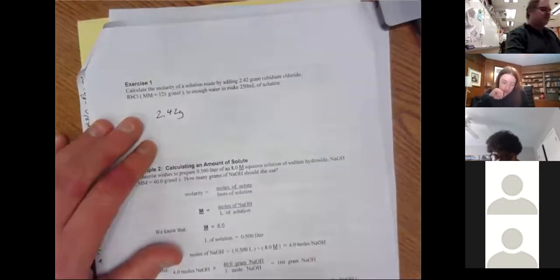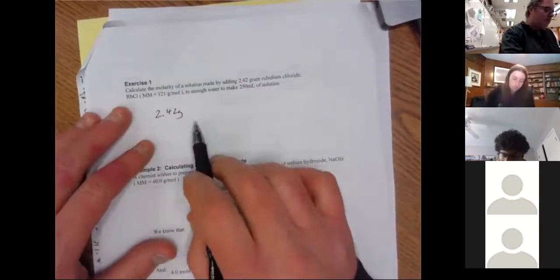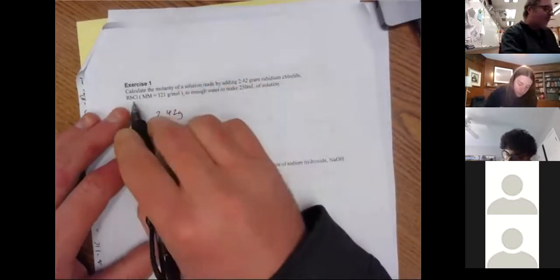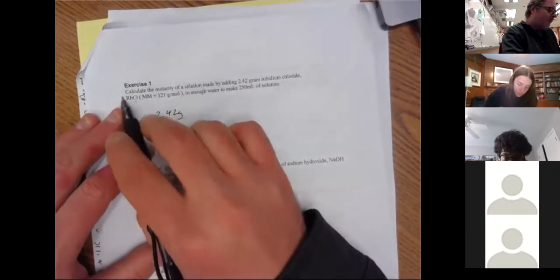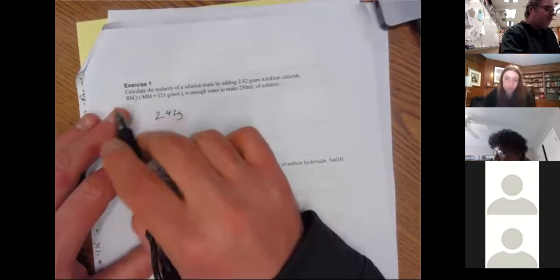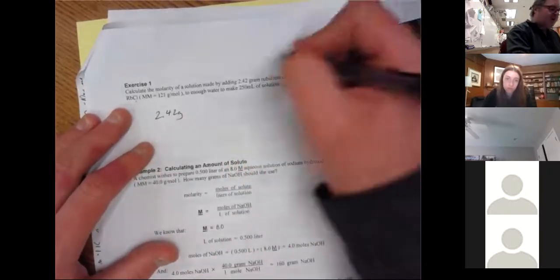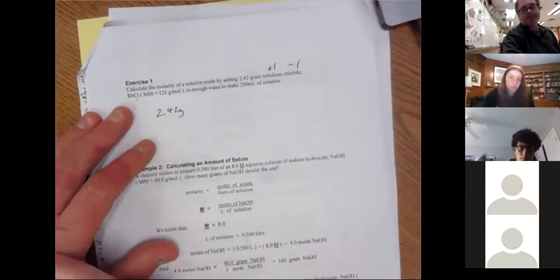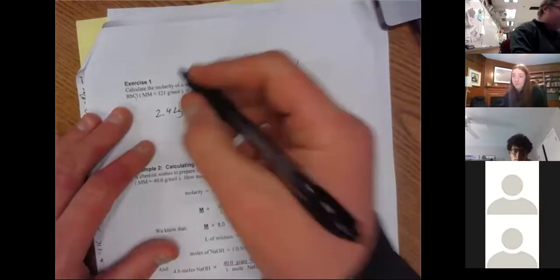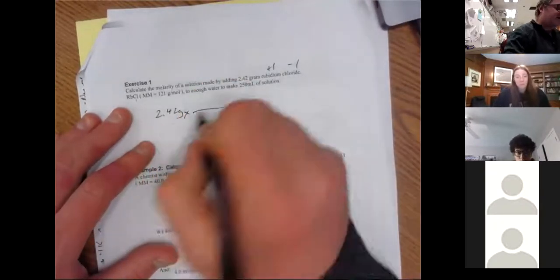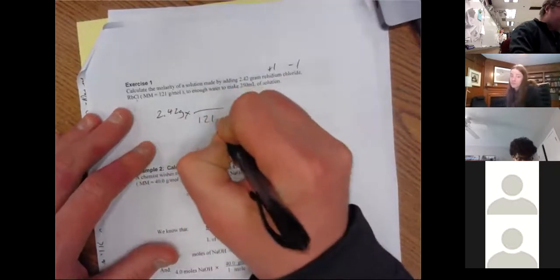2.42 grams rubidium chloride. What's funny? They gave it to you. Sometimes they'll just give you the word. I mean, you got to sit there and go +1, -1. Because if you mess this up, guess what you can't get? Can't get the molar mass right.